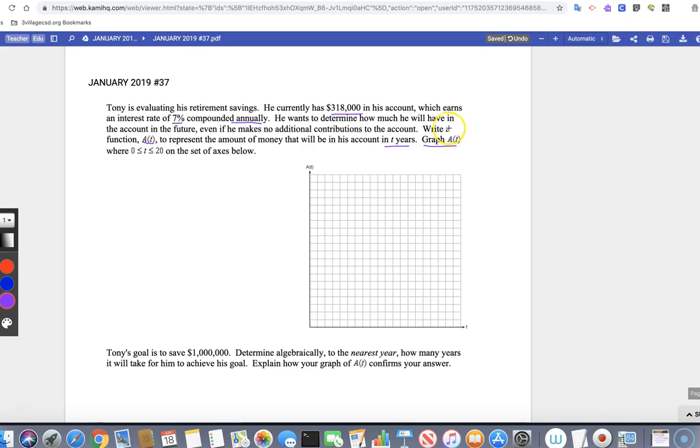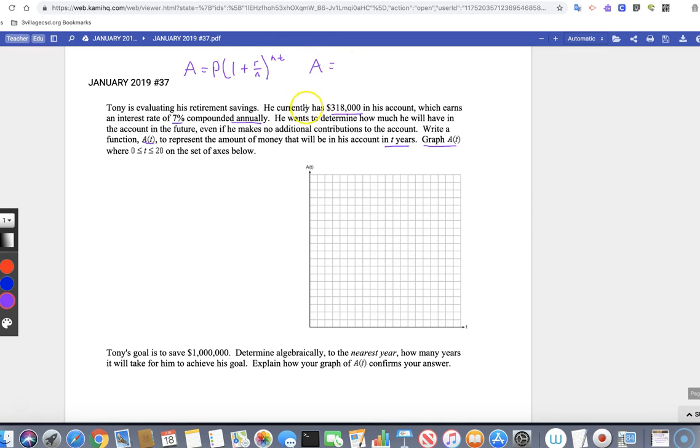The first of which, again, is to write a function A of t to represent the amount of money he has in his account. And because of the terminology that in this account he's going to earn an interest rate of 7% compounded annually, and the compounding is a set time period, I'm going to refer to the formula that we dealt with this year: P times 1 plus r over n, to the nt.